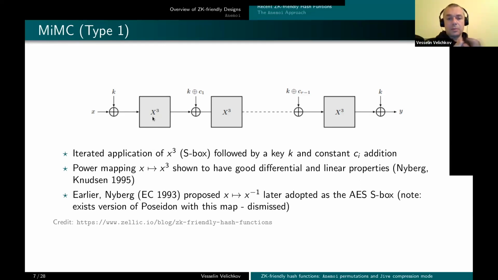So it has provable properties against differential and linear attacks, and to make the design resistant against algebraic attacks, we just need to add a sufficient number of rounds. So much for the MiMC design. Any questions on it?